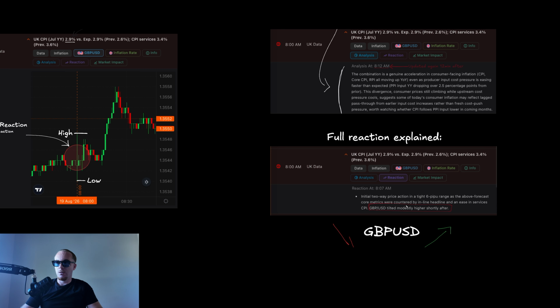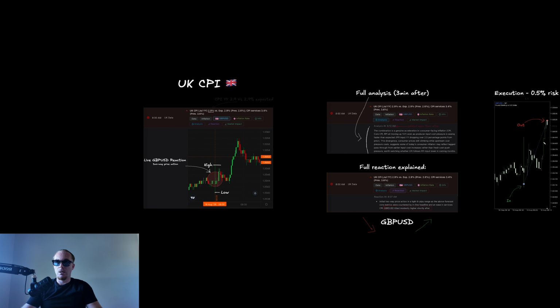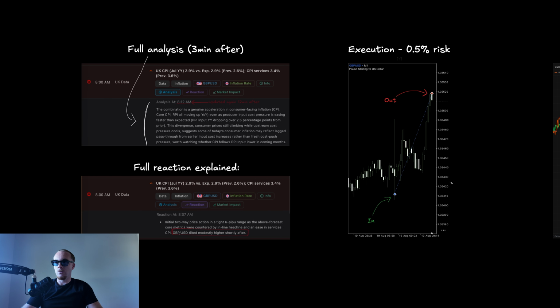So they tell you that basically you have the above-forecast core metric. We're talking about the core inflation, not the headline one. And it was countered by an in-line headline, and then services CPI. GBPUSD tilted modestly higher shortly after. So this is exactly why I trade GBPUSD. This is my trade on GBPUSD.